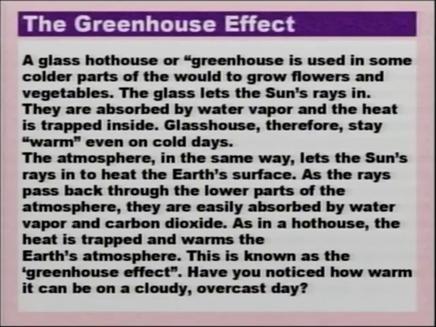The atmosphere, in the same way, lets the sun's rays in to hit the Earth's surface. As the rays pass back through the lower parts of the atmosphere, they are easily absorbed by water vapor and carbon dioxide. As in a hothouse, the heat is trapped and it warms the Earth's atmosphere. We have already looked at that when we covered insolation and also how the atmosphere or the Earth is heated.